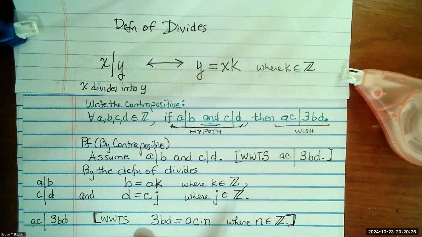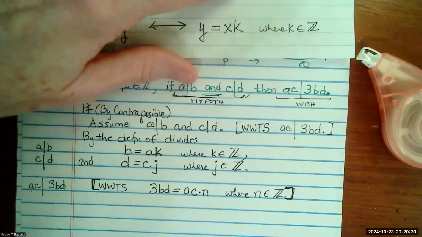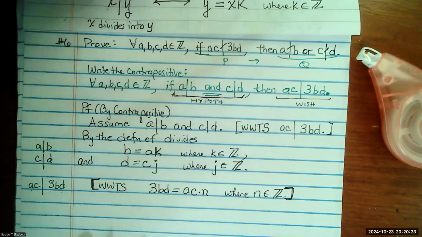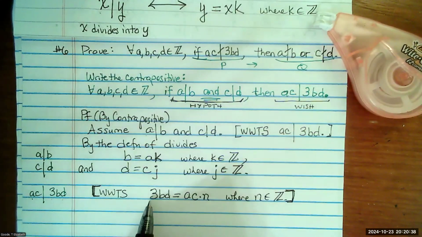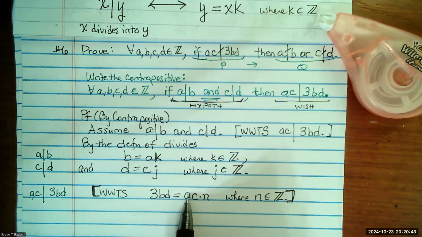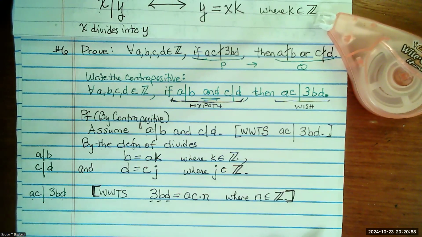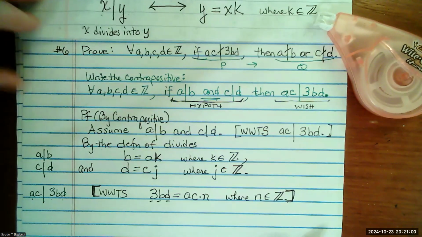Good. So, the other thing about looking real closely at this wish is that it helps us see that we need to look at 3BD. We're going to try to find an A and a C factor that will pull out front, and then N will be whatever's the other factor. So it's really helpful to know, hey, I'm going to be looking at 3BD. See what I mean? Great.